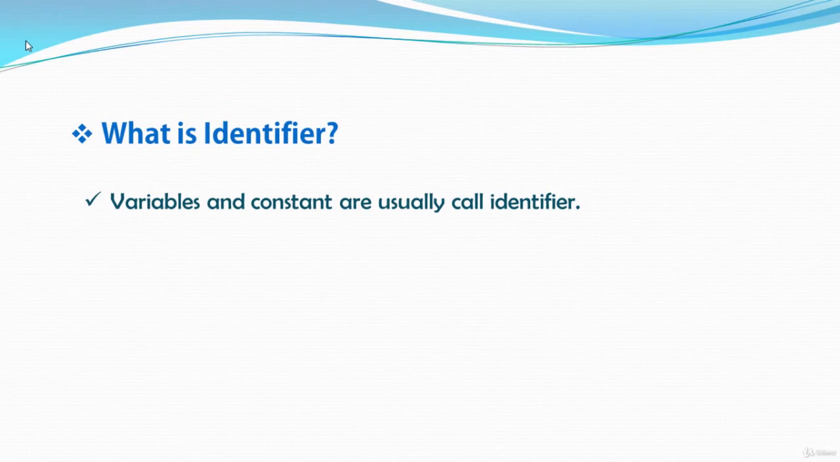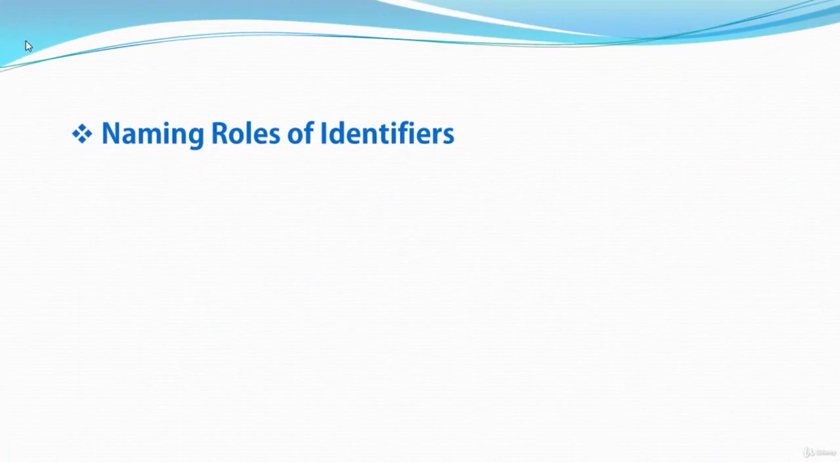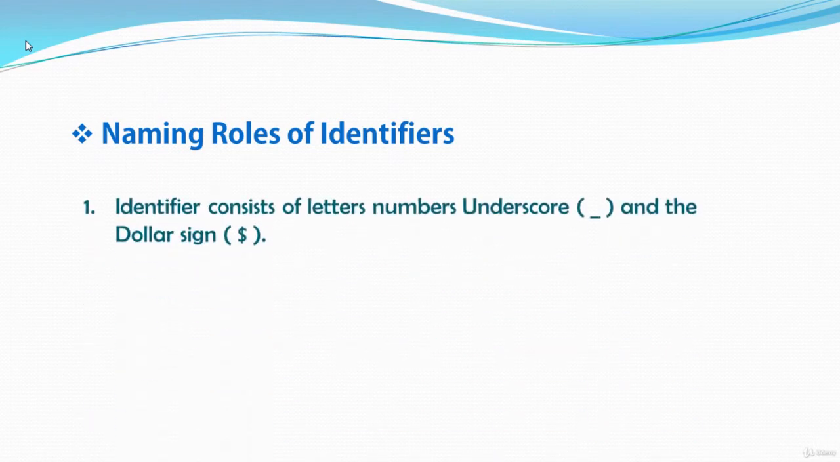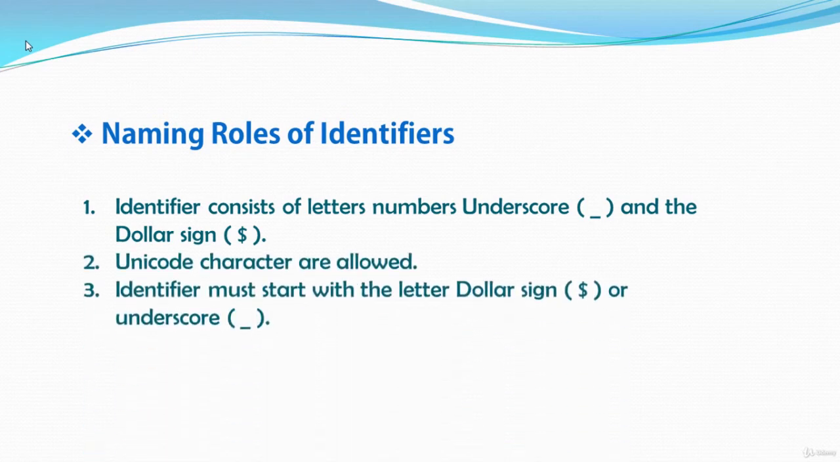Now, the next topic is identifiers. Variables and constants are usually called identifiers, and they have naming rules. An identifier consists of letters, numbers, underscores, and the dollar sign. Unicode characters are allowed. An identifier must start with a letter, dollar sign, or underscore. An identifier cannot be a reserved word. Reserved words are the words in JavaScript that are created for a specific task. They can't be used as identifiers. If you do that, then you will get an error message.